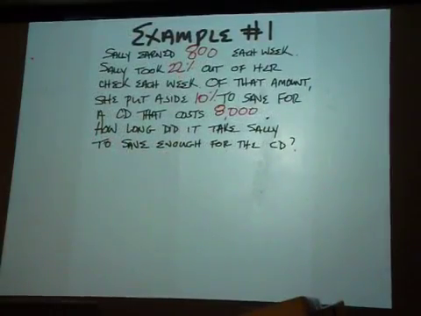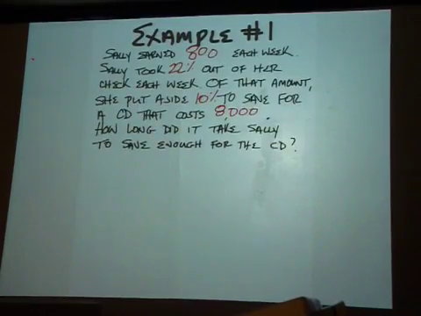Sally earned $800 each week. She took out 22% of her check each week. She set that aside. Of that amount, she puts aside 10% to save for a CD that costs $8,000. How long did it take Sally in weeks to save enough for the CD?